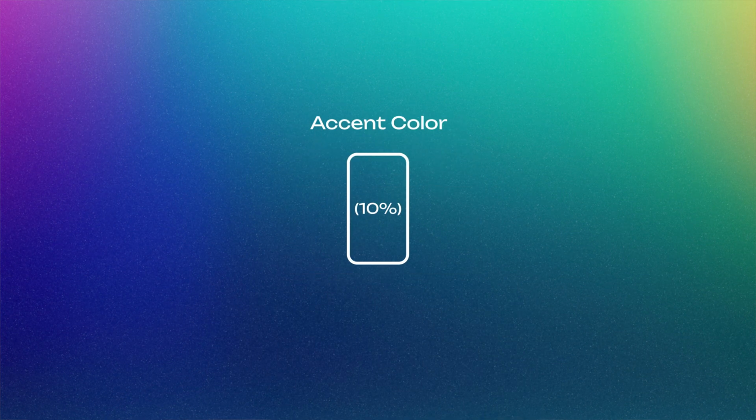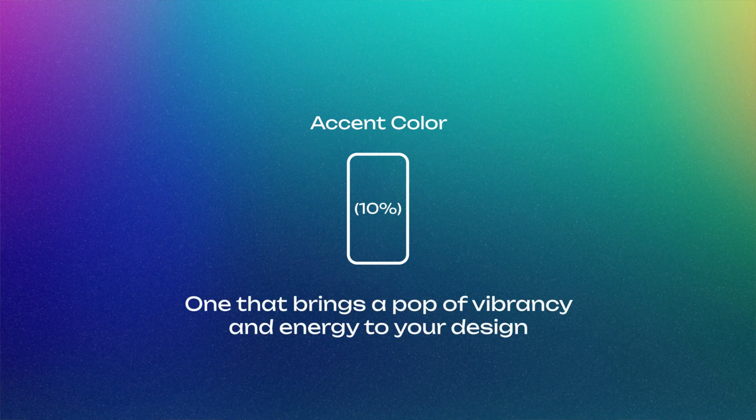10% is the accent color. Lastly, the accent color is the one that brings a pop of vibrancy and energy to your design. It's sparingly applied to highlight specific details, call to action buttons, or any other elements you want to draw attention to. To better understand the 60-30-10 color rule, let's take a look at some real-life examples.